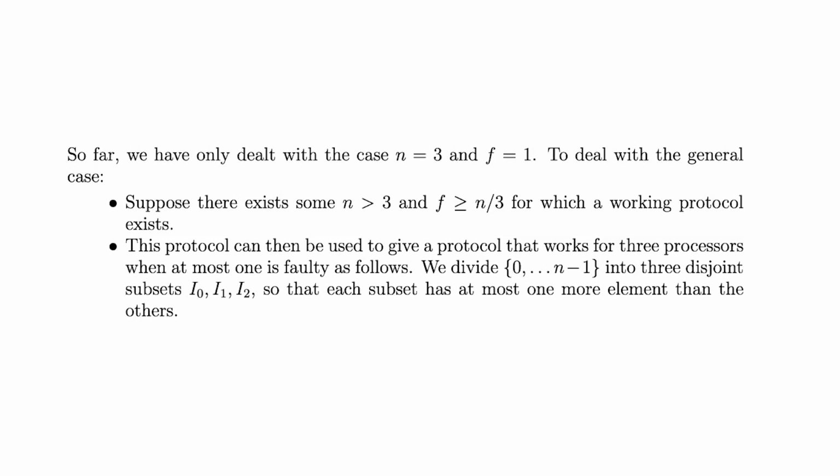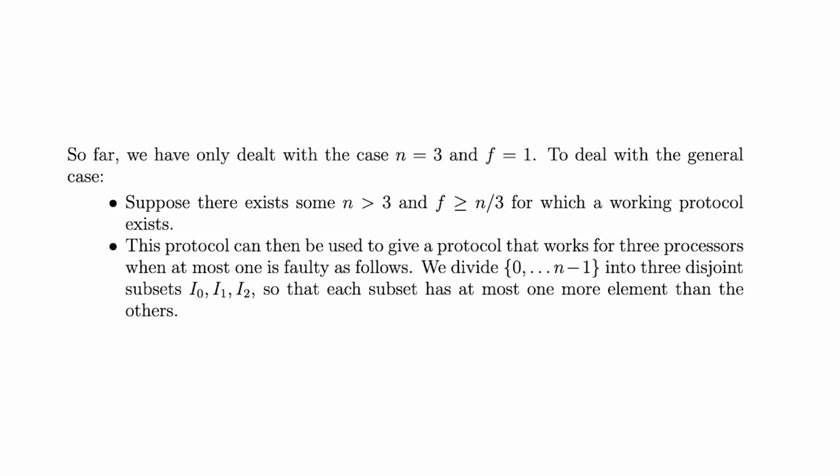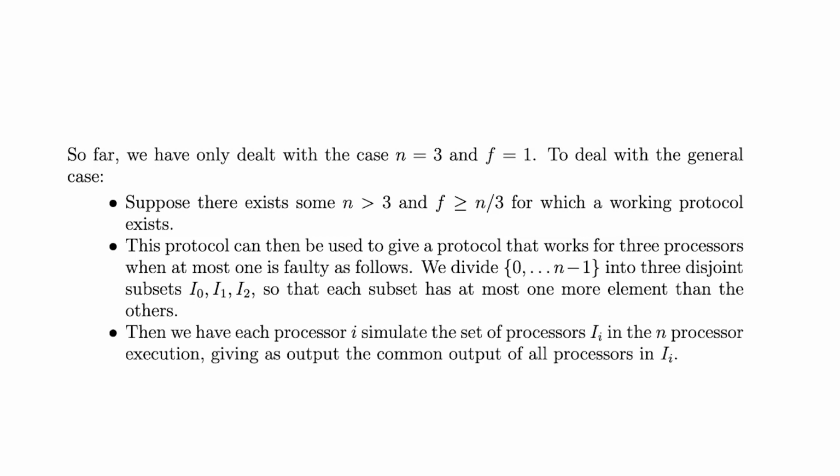So the proof we went through was for the case n is 3 and f is 1, but that immediately gives you the general case, right? Because if you had a protocol working for any other n and any other f greater than or equal to n over 3, you could very easily use that to get a protocol that worked for n is 3 and f equals 1, which we've just shown is impossible.